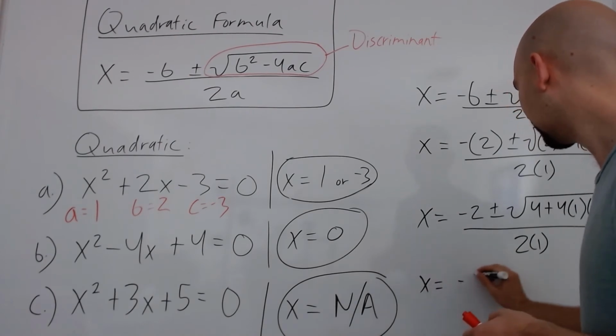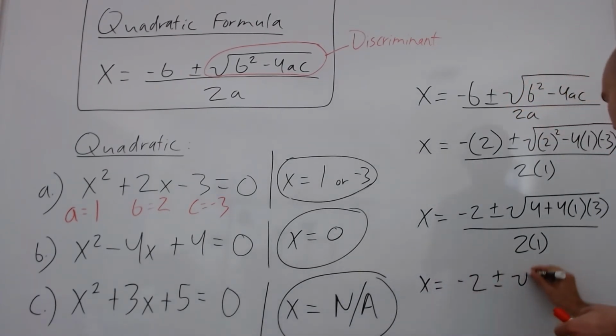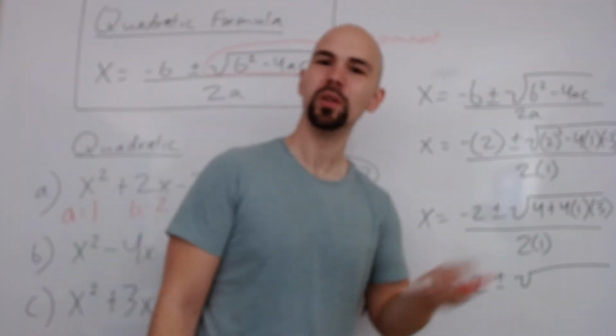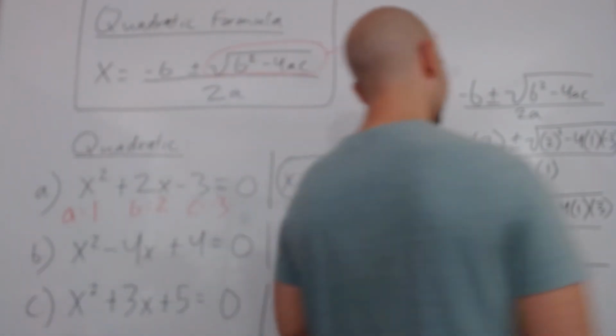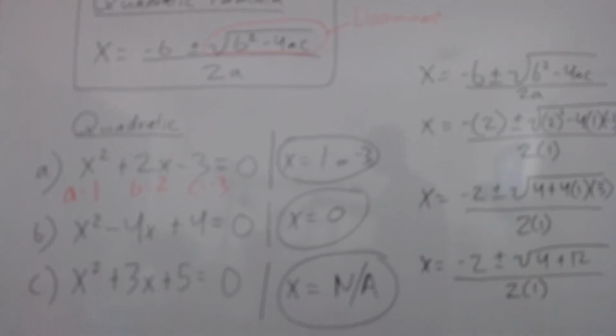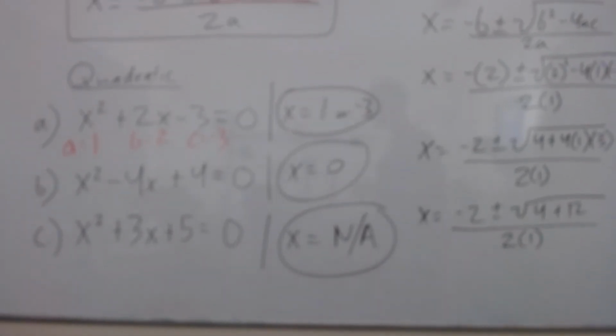X equals negative 2 plus or minus the square root of, all right, what do we do next in PEMDAS? Do we do addition, subtraction, or do we do multiplication? We do multiplication. So 4 times 1 times 3 is 12, all over 2a. All right. I've run out of space as far as the camera is concerned, so maybe I don't want to redraw this, so I'm just going to point the camera down. Hopefully that won't cause too much trouble. All right. And now I'll teach from down here.